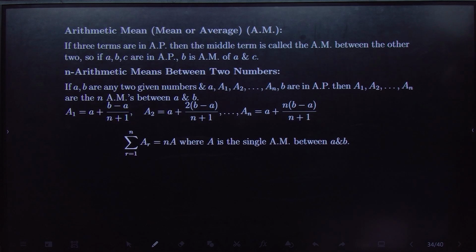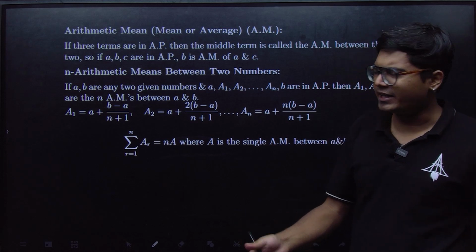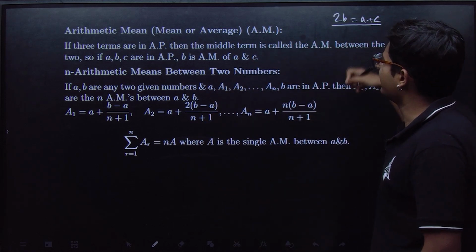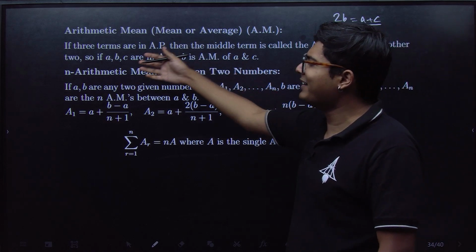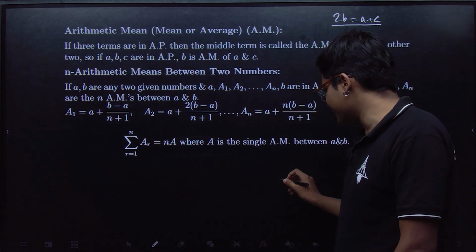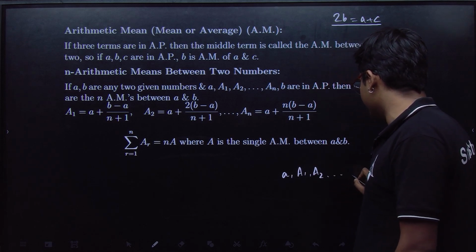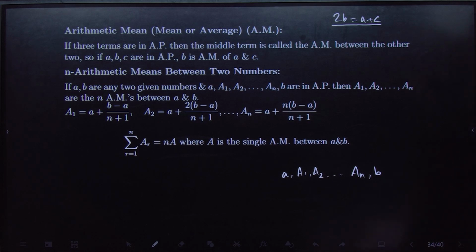Next thing we'll talk about is arithmetic mean. We saw that if you have three terms in an AP, then the middle term is called the average of it, because we saw that 2B is equal to A plus C. So B is nothing but the average of the other two terms. Now if you extend this idea to inserting n arithmetic means between two numbers, that basically means you have the first number, the first arithmetic mean, the second arithmetic mean, all the way till the nth one, comma B. This entire thing forms an AP. That is what it means.